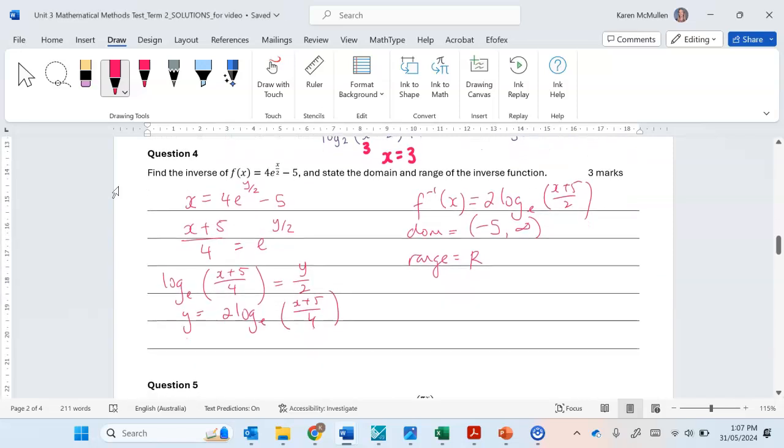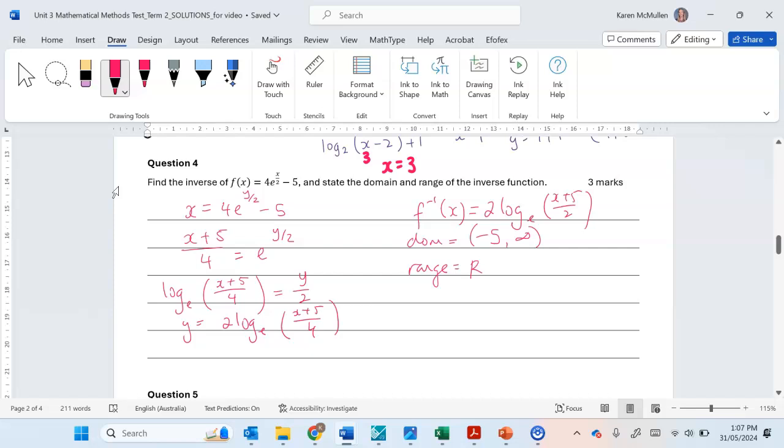So question number 4, find the inverse of that exponential equation and state the domain and range of the inverse function. So this was done quite well. When you're finding the inverse, you're just switching x and y, and just take your time. When we first switch x and y, we're going to get rid of this constant first, so that comes over as plus 5, and then I also did this in one step, so that's 4 times e, so we divide by 4.